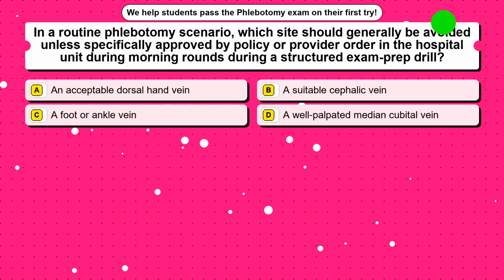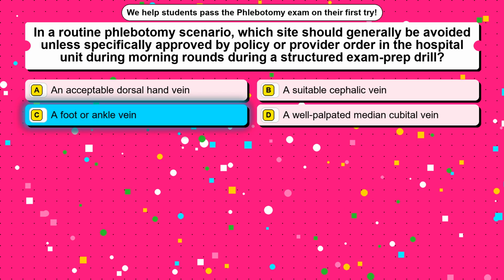Question 35. In a routine phlebotomy scenario, which site should generally be avoided unless specifically approved by policy or provider order in the hospital unit during morning rounds during a structured exam prep drill? Option A. An acceptable dorsal hand vein. Option B. A suitable cephalic vein. Option C. A foot or ankle vein. Option D. A well-palpated median cubital vein.